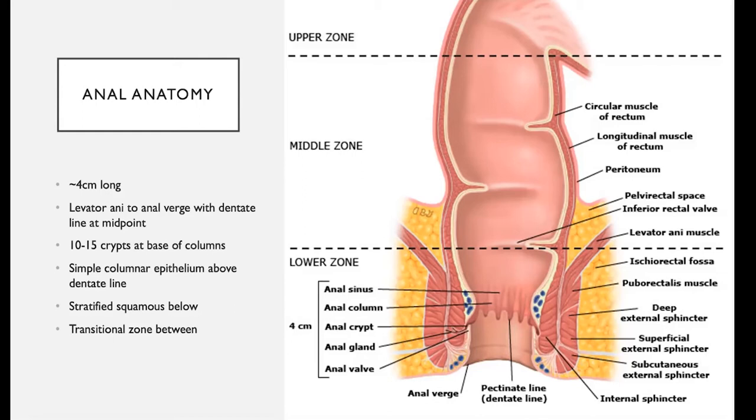The epithelium lining proximal to the dentate line is simple columnar epithelium, and then below is stratified squamous epithelium. Then there's a transition zone in between those. So again, simple columnar epithelium lining above the dentate line and stratified squamous epithelium below.